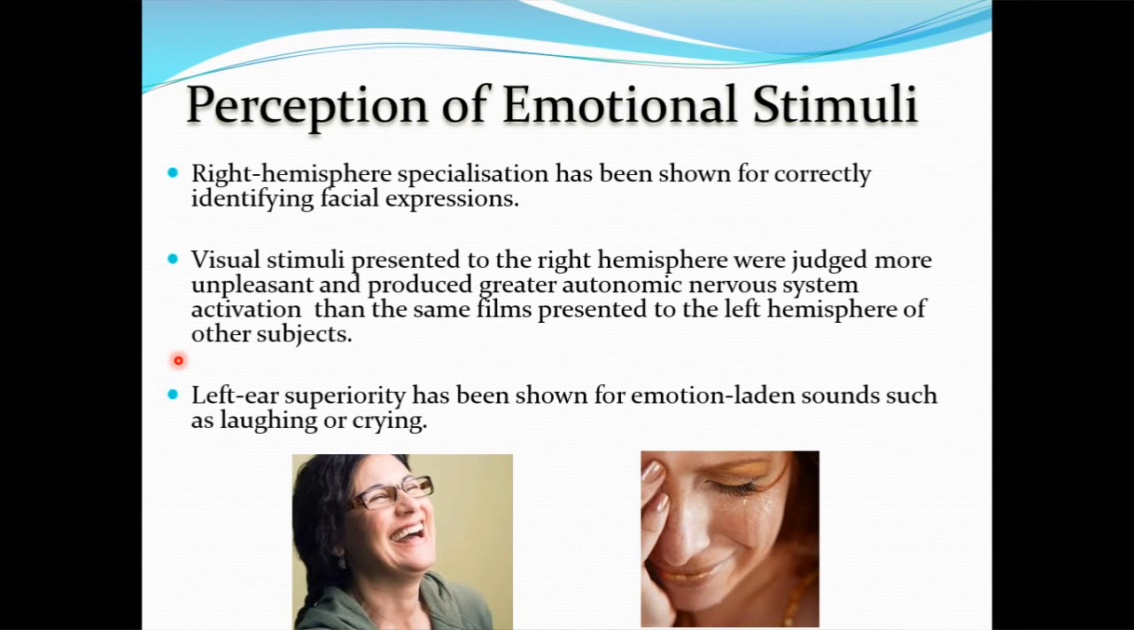So, for example, if you have a patient who has had a stroke that has obliterated most of the left hemisphere, and they're using most of the right hemisphere, they're going to be a little bit more depressed, a little bit more morbid. Okay, and the opposite is true if somebody has had massive damage to the right hemisphere, they're going to be a little bit more upbeat and positive. So it makes sense that visual stimuli presented to the right hemisphere were judged to be more unpleasant and produced more autonomic nervous system activation, because they were perceived as more negative.